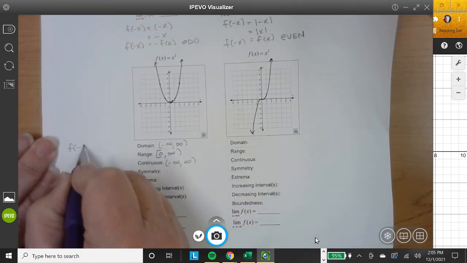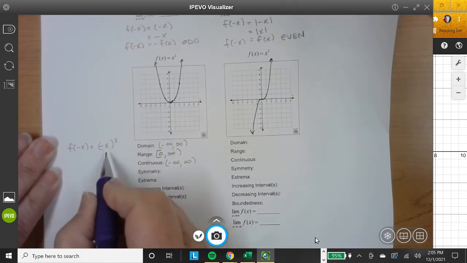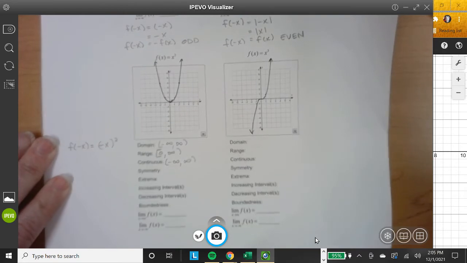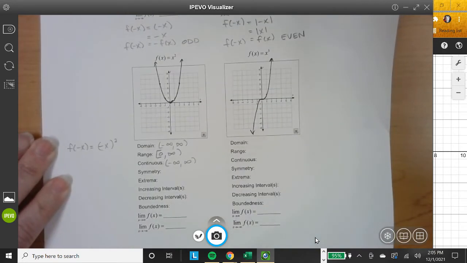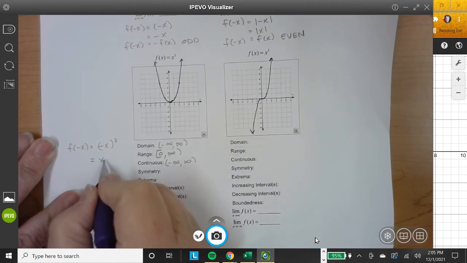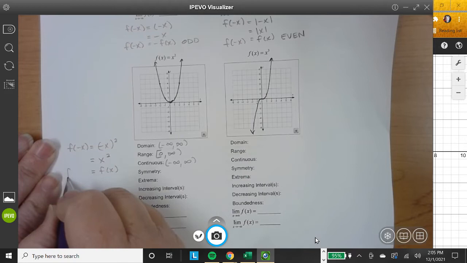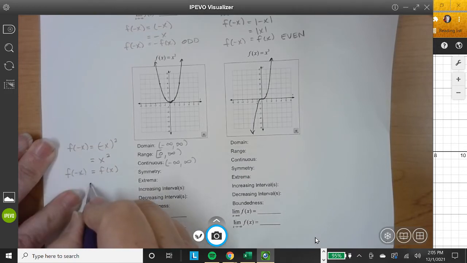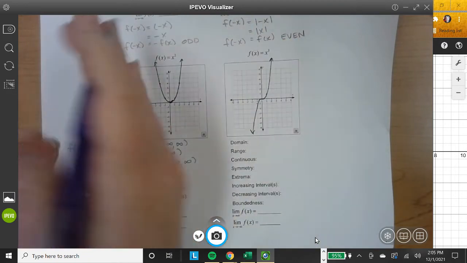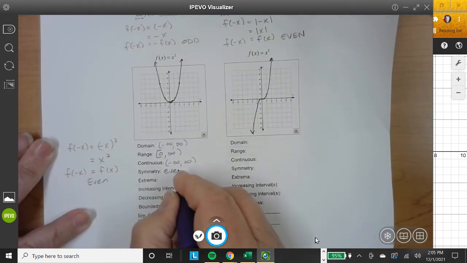We'll say f of negative x equals negative x quantity squared. And when you square a number, negative x times negative x is equal to positive x squared. So this is positive x squared, which is f of x. So we have found our original function, which means this is even. And you can see it from the graph. It's reflected over the y-axis. So this is even symmetry.